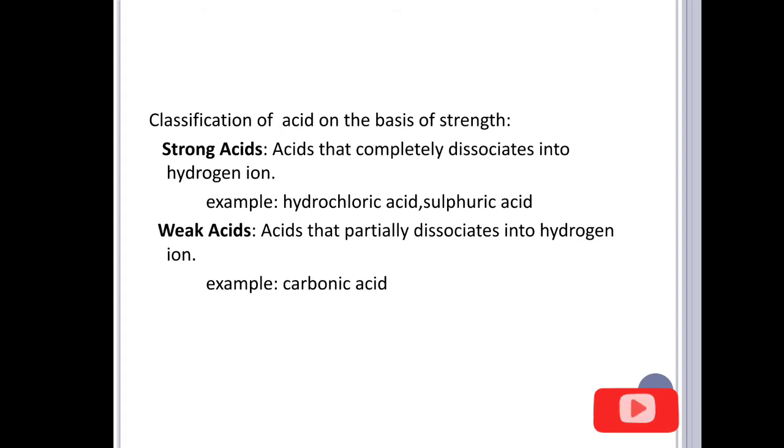Next, these acids are also classified on the basis of strength. What does strength mean here? It means the amount of hydrogen ions that is given out when the acid is dissolved in water. On that basis, acids are of two types. One is strong acids. The acids that completely dissociate into hydrogen ions are known as strong acids. Some examples are hydrochloric acid and sulfuric acid. These are the strong acids.